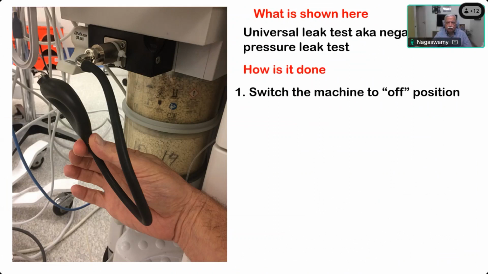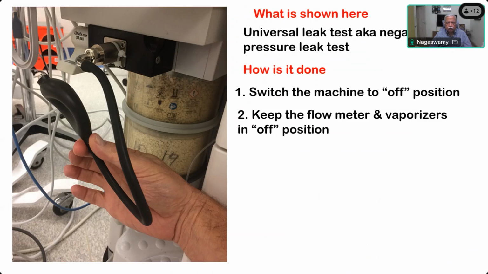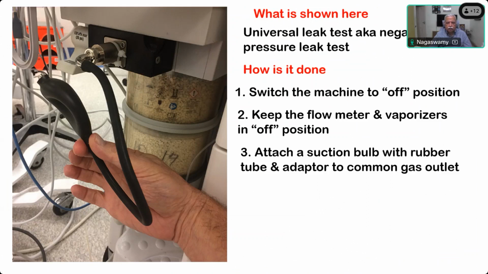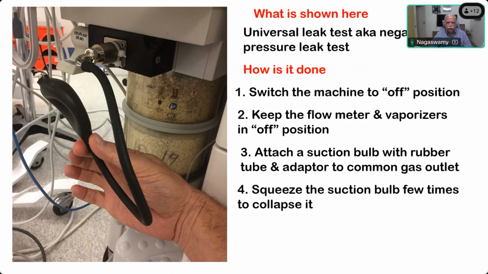Switch the machine to off position. Keep the flow meter and vaporizers in off position. Attach a suction bulb with a rubber tube and adapter to the common gas outlet. Squeeze the suction bulb a few times to collapse it.